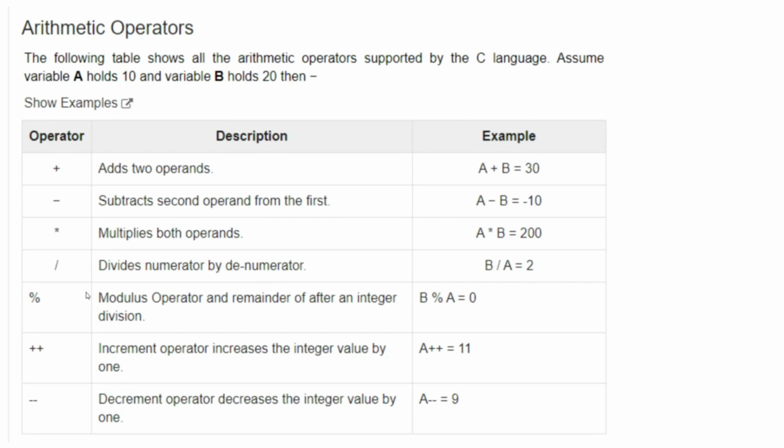So for these examples here, we assume A holds 10 and B holds 20. This should be relatively straightforward. If you do A plus B, you get 30. If you do A minus B, you get negative 10. A times B is 200. B divided by A is 2. This makes sense to everyone, I assume.